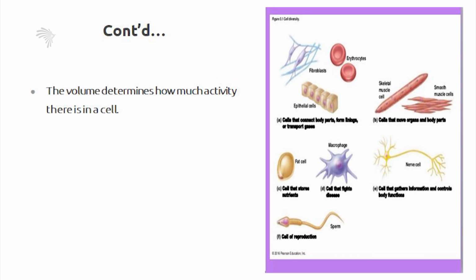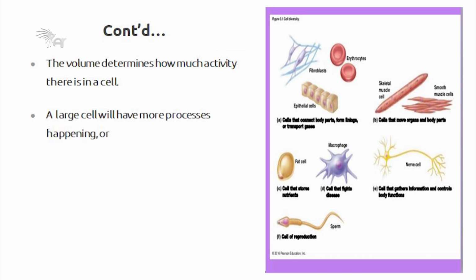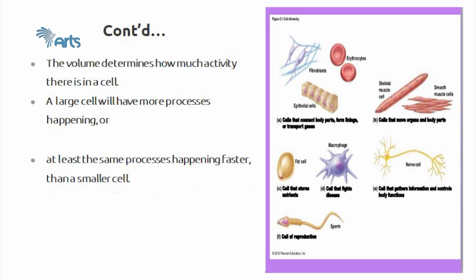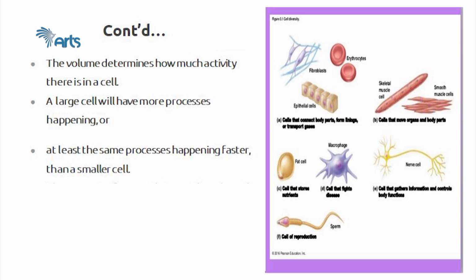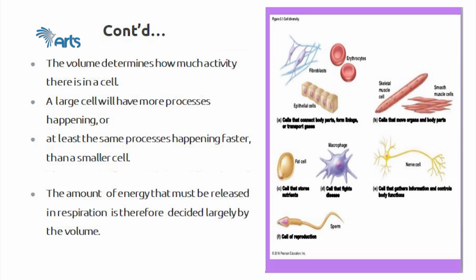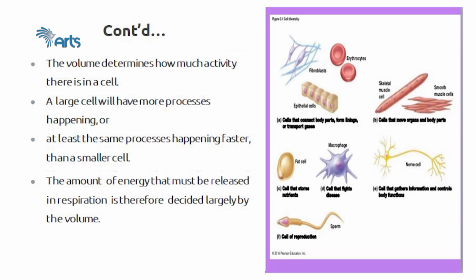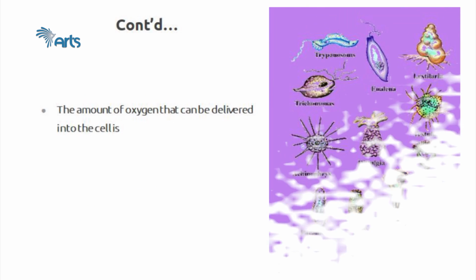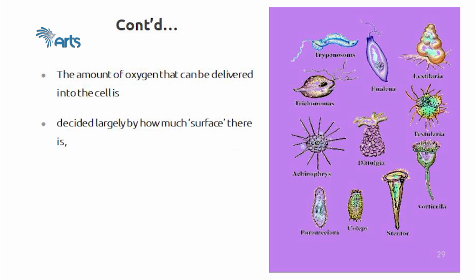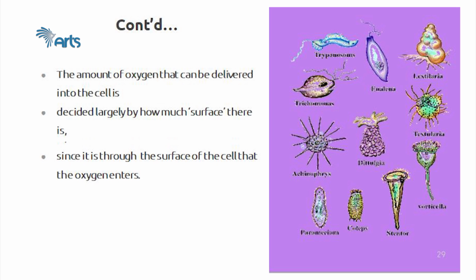The volume determines how much activity there is in a cell. A large cell will have more processes happening, or at least the same processes happening faster than a smaller cell. The amount of energy that must be released in respiration is therefore decided largely by the volume of the cell. So here you have different kinds of cells from different organisms. The amount of oxygen that can be delivered into the cell is decided largely by how much surface there is, since it is through the surface of the cell that the oxygen enters.